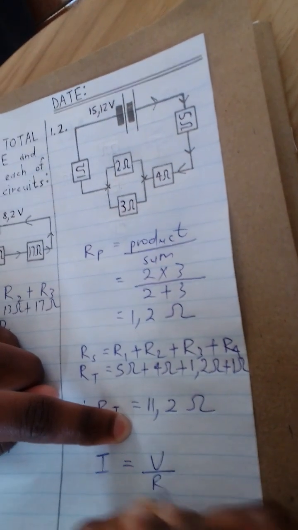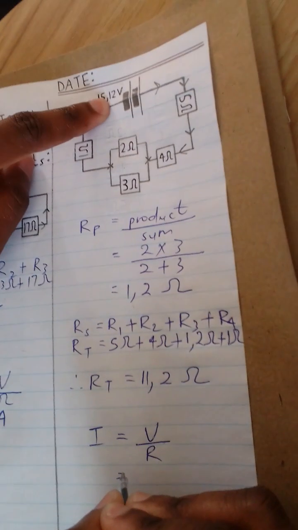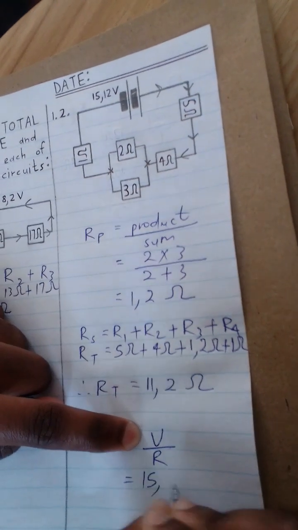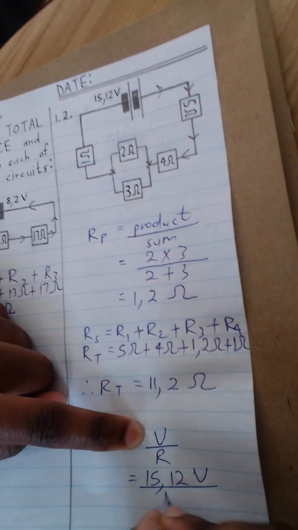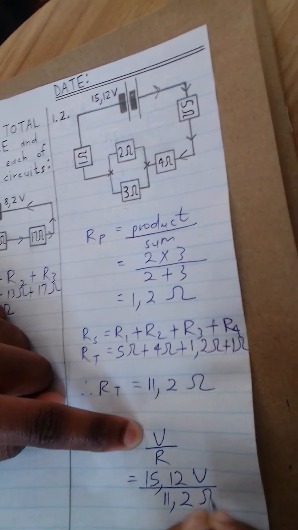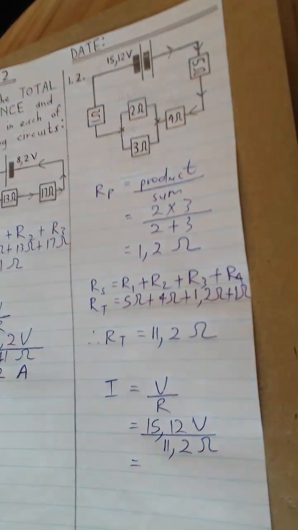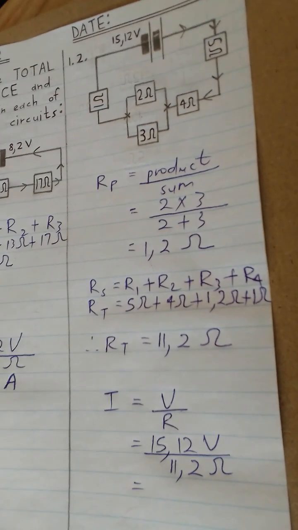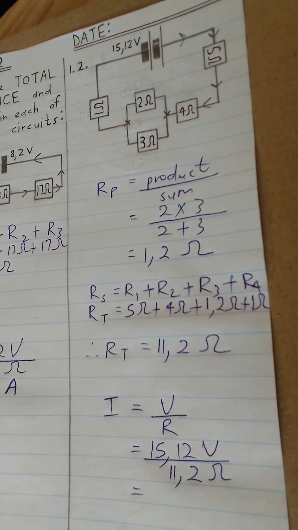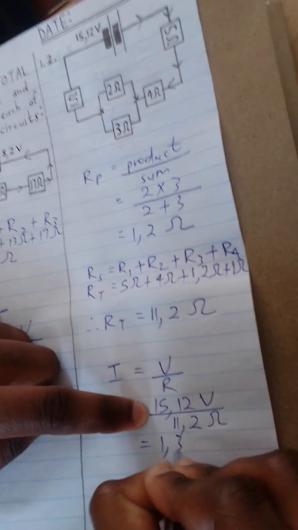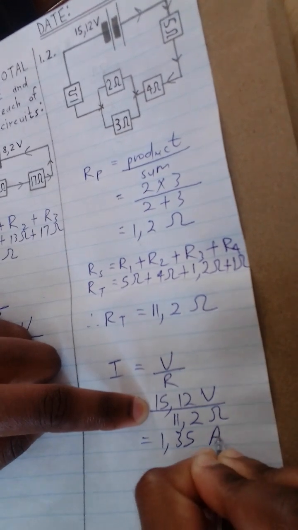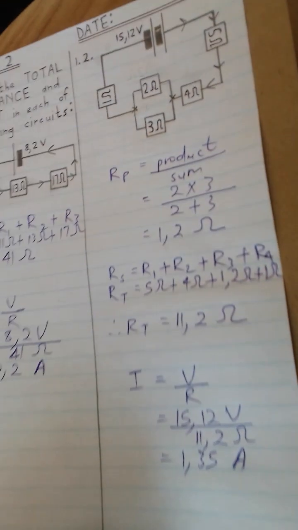It's V over R. Use the EMF, 15.12 over 11.2 ohms. I get 1.35 amperes. Okay, I hope that makes sense.